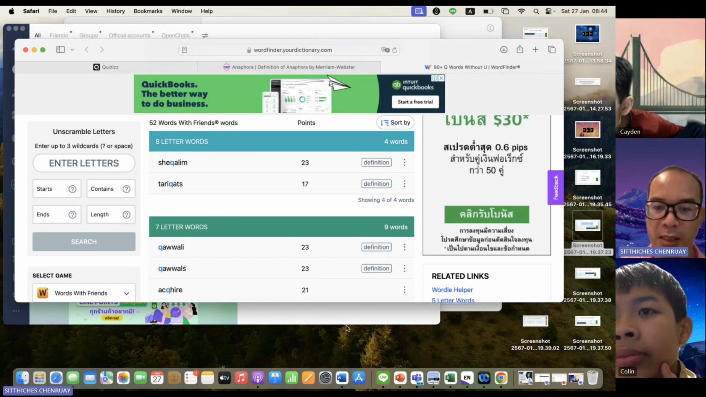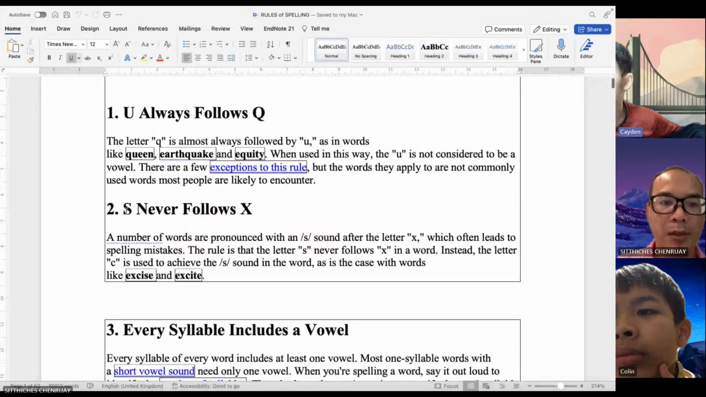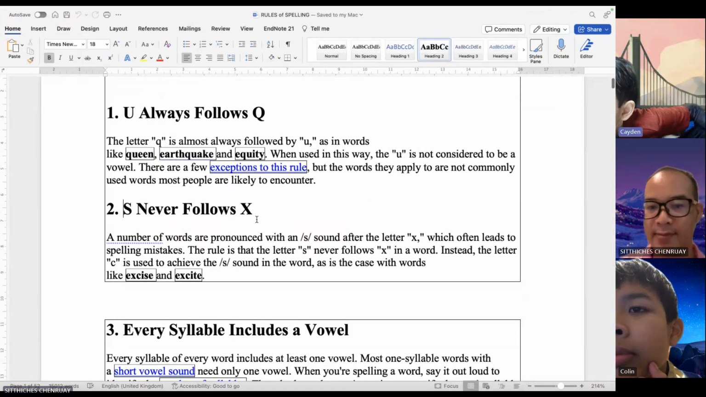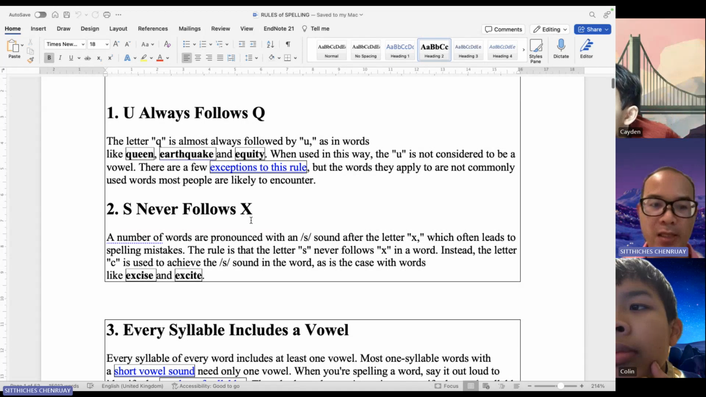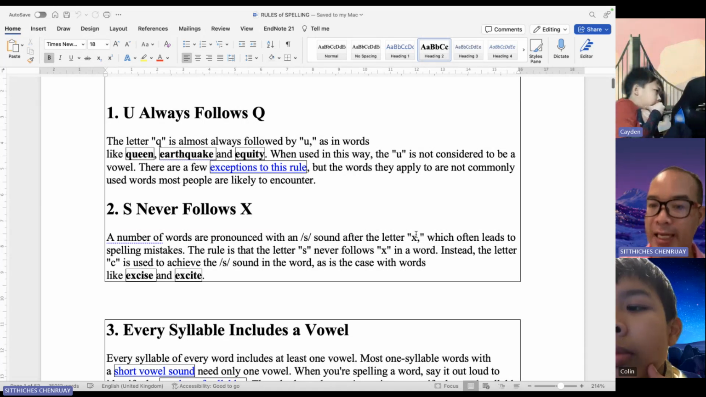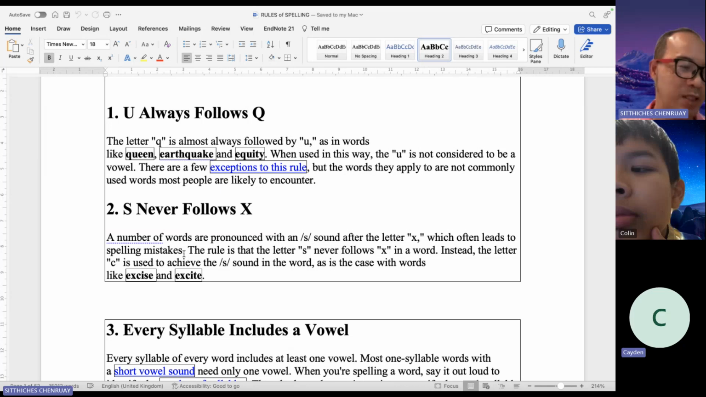Then the next is number 2. S never follows X. A number of words are pronounced with an S after the letter X, which often leads to. Are you okay? Drinking water first.